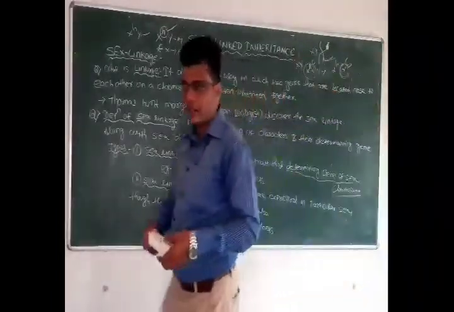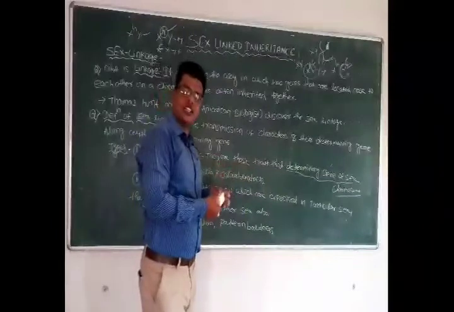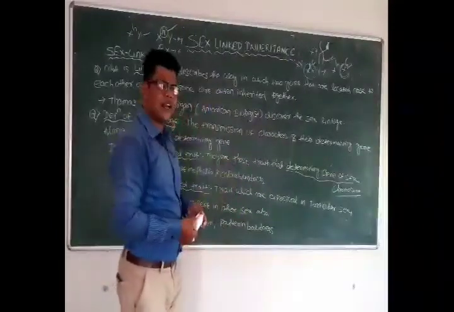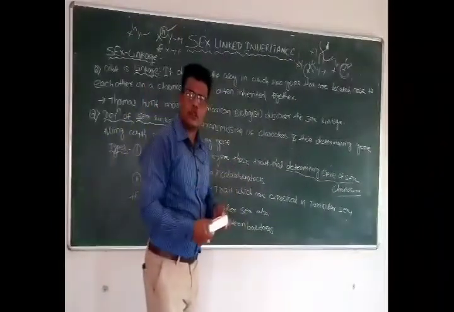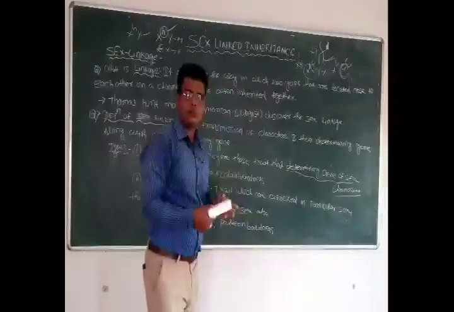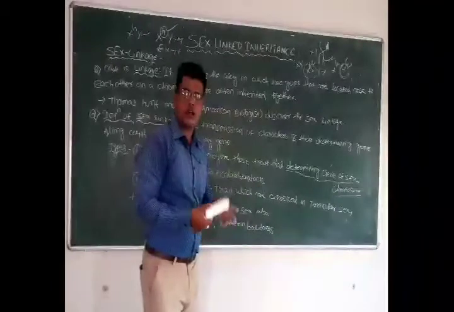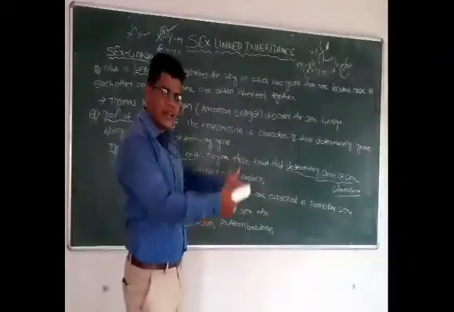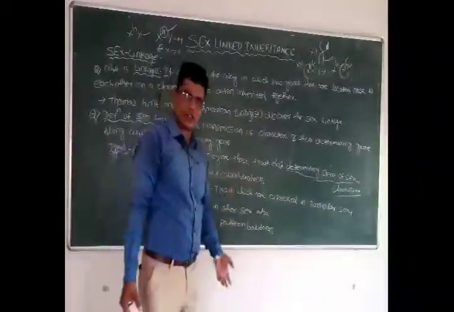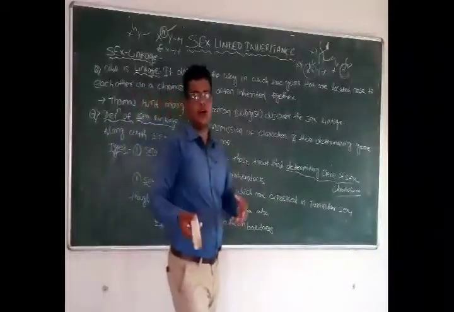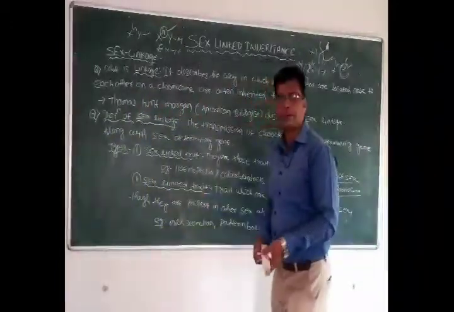Hemophilia, I already told you, is a blood disorder. What is color blindness? It is nothing but the person will not identify some colors, like red color or green color. We can describe in the next video what hemophilia and color blindness are. In this video we just need to know the different types of sex linkage.